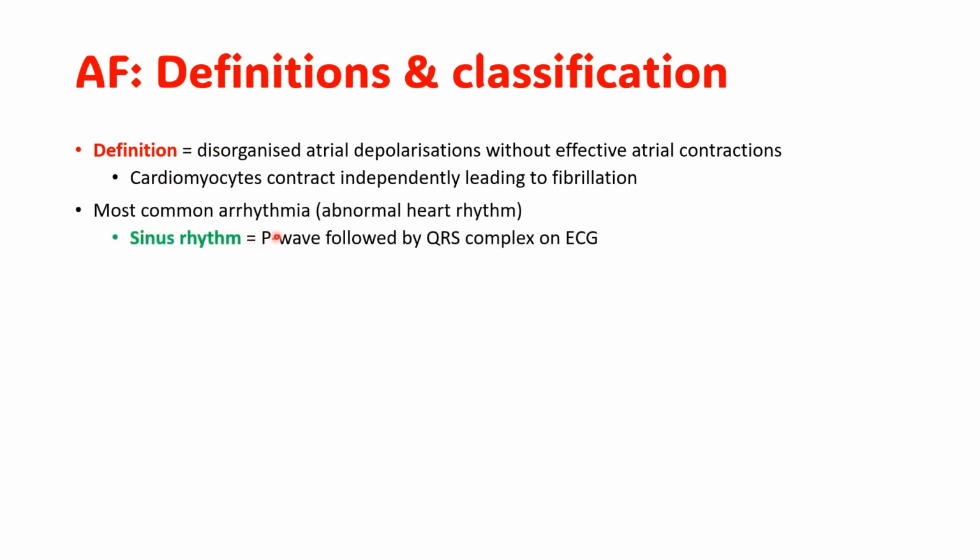It's the most common arrhythmia. An arrhythmia is an abnormal heart rhythm. A normal heart rhythm is called sinus, and if you looked on an ECG, you'd see a P wave followed by a QRS complex, and that's known as sinus rhythm. It's also a supraventricular arrhythmia.